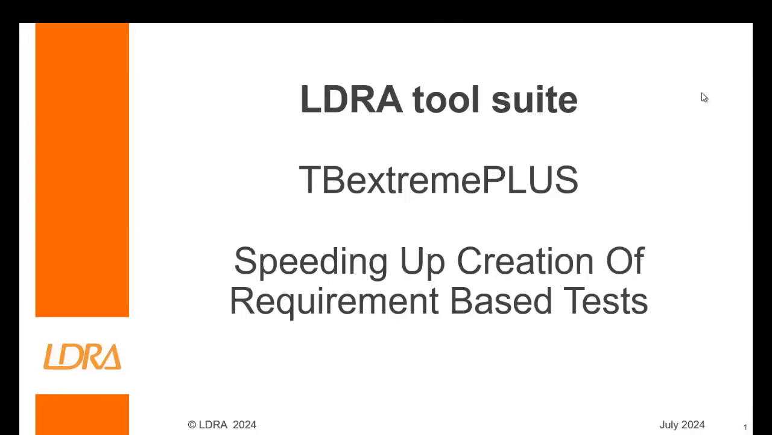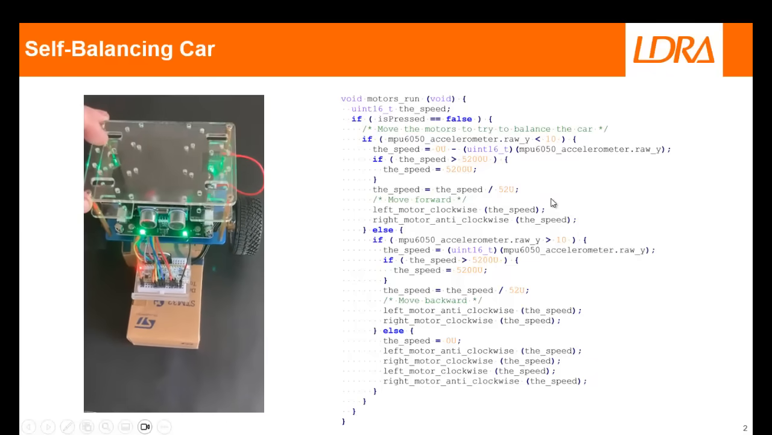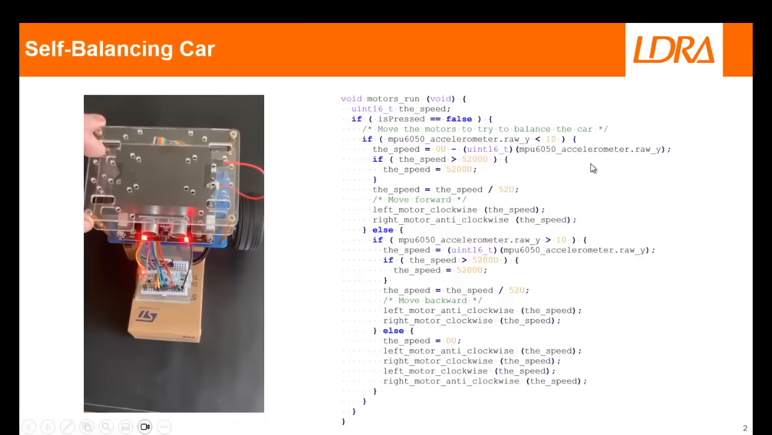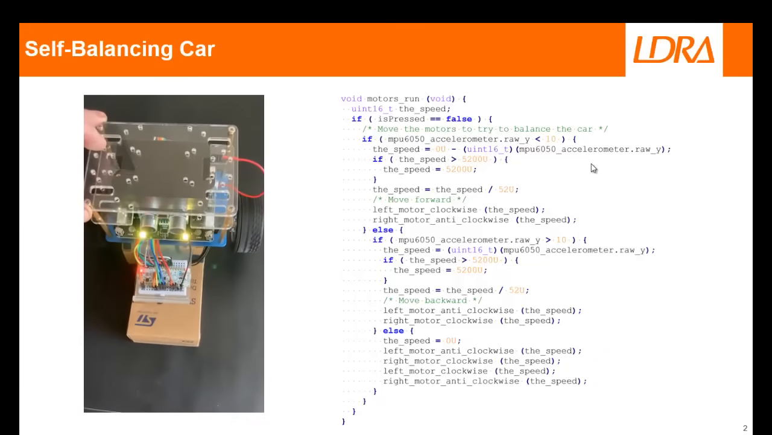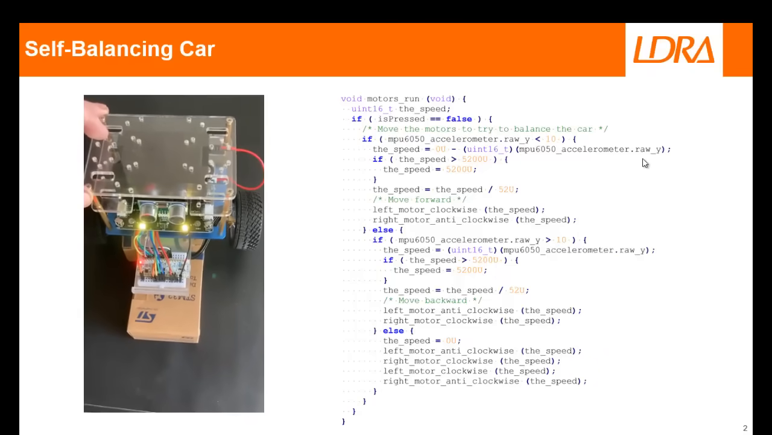Hello, in this video I'm going to show how we can use TBextremePLUS to speed up the creation of requirement-based tests. This is the code that I want to check on the right here, and it's controlling the motors on this self-balancing car. As the car tilts, the motors are going to slowly accelerate, and then when it tilts in the other direction they'll slow down, and then they'll start turning in the other direction. So that's the code I want to test.